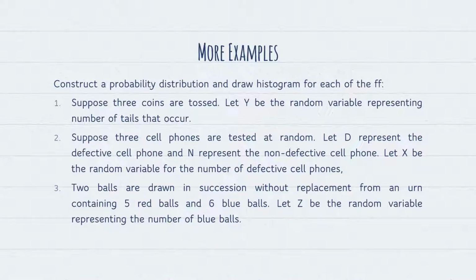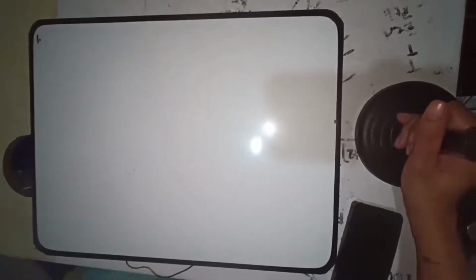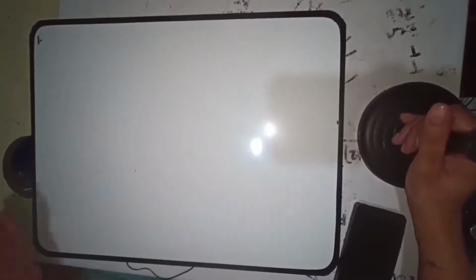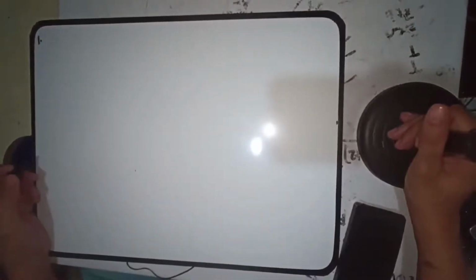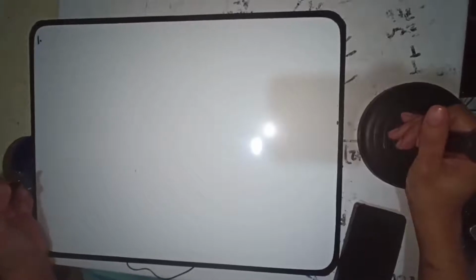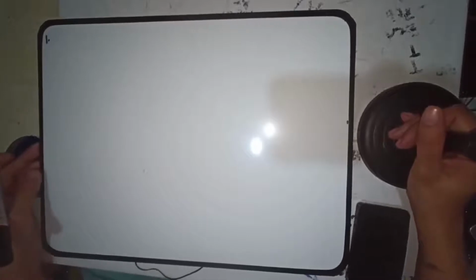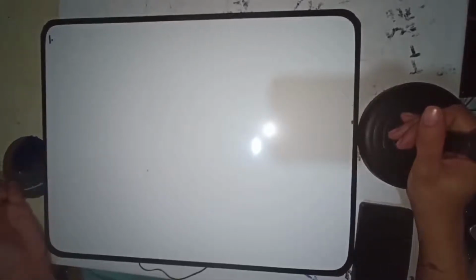So, we will construct a probability distribution for all of them. For our first example, suppose 3 coins are tossed. Let y be the random variable representing the number of tails that occur. So, again, in constructing a probability distribution, the first thing to do is to find the values of the random variable and their corresponding probabilities. To find the values of our random variable, again, we have 3 coins tossed.